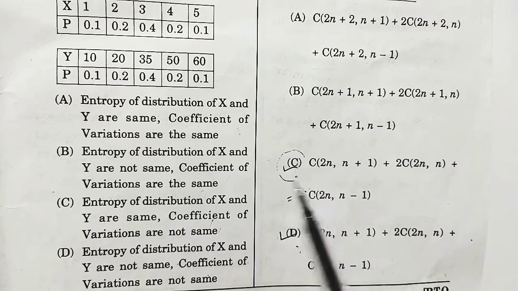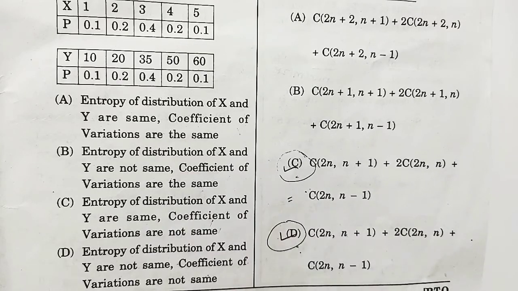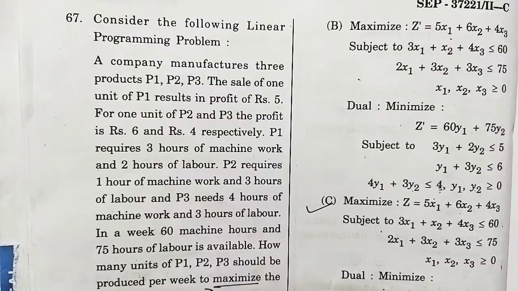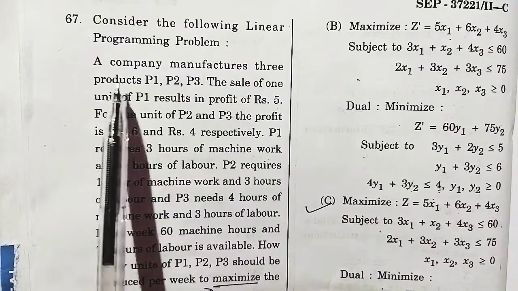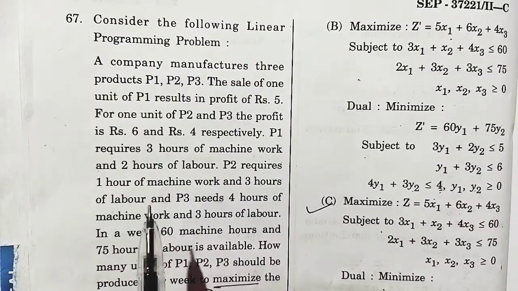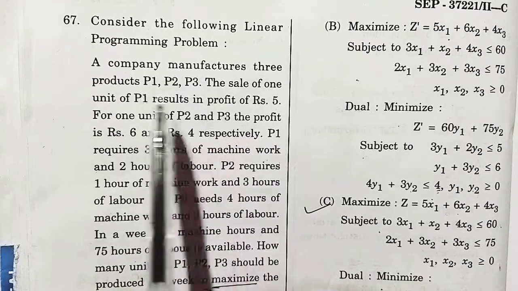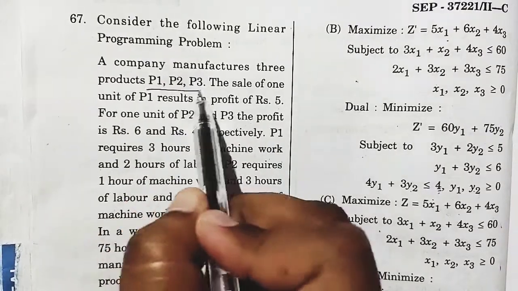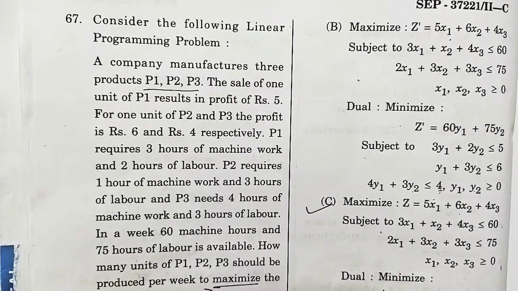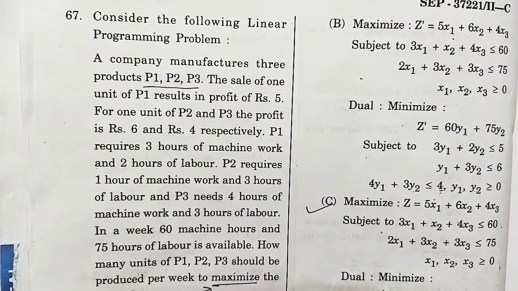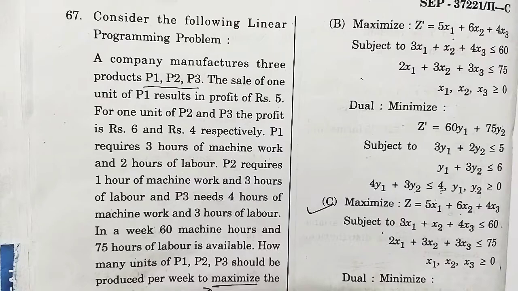This is also correct, and this is also correct for question number 66. Question number 67. Here is a linear programming problem. A company manufactures 3 products P1, P2 and P3. Using this information, we have to make the maximize function and also the equations for this information.